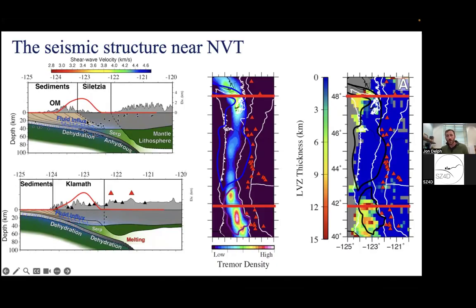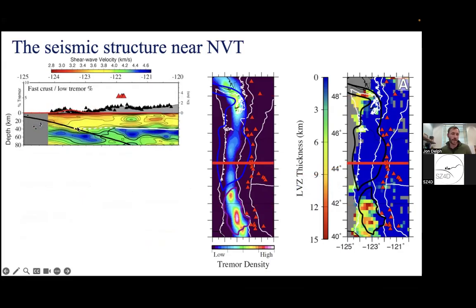Now I want to do full disclosure. I'll show you a cross-section through this area that has limited non-volcanic tremor and no evidence of large low velocity zones at depth here. Here's a cross section through that area. Basically what we see is velocities consistent with the Siletzia terrane or gabbros at the plate interface. So really no evidence for significant underthrust sediments in this portion of the margin.